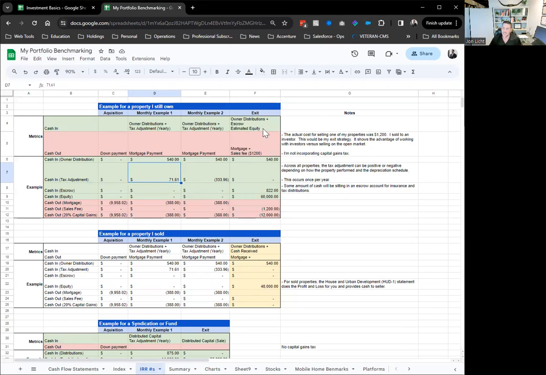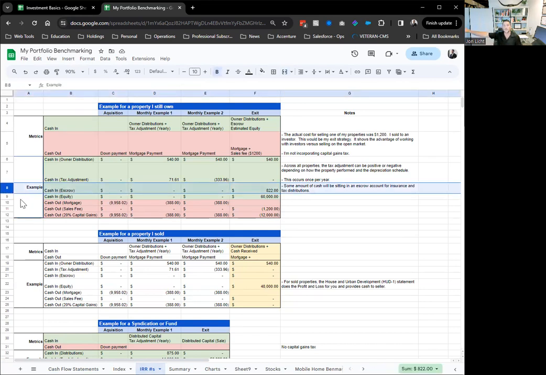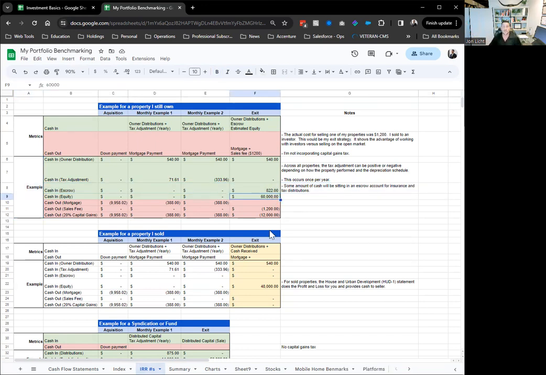And then the last thing, the challenging thing when you benchmark something like a property against a hedge fund, is that I have to pretend I'm going to sell the house right now. That's why I need to know the equity. The way I'm doing that is incorporating the cash sitting in my escrow account, which is about $800 for one of my properties. My cash in is going to be the equity. So I sell the house and it's whatever it's worth minus my mortgage.